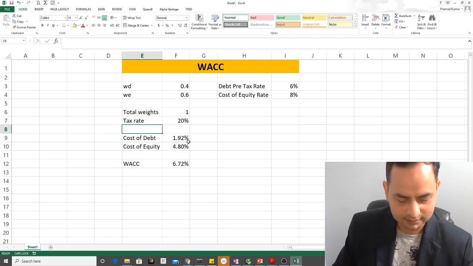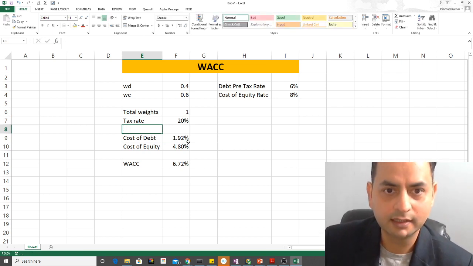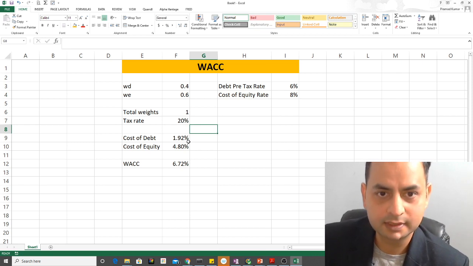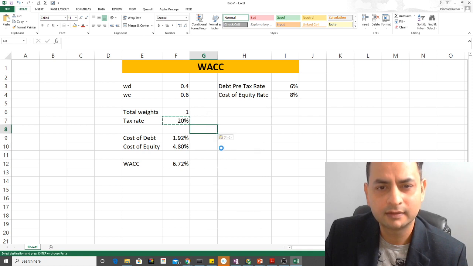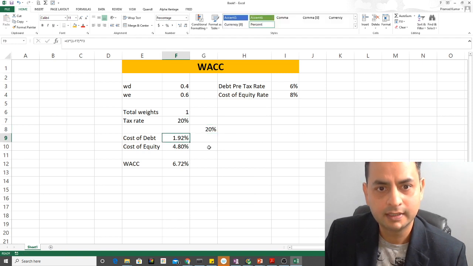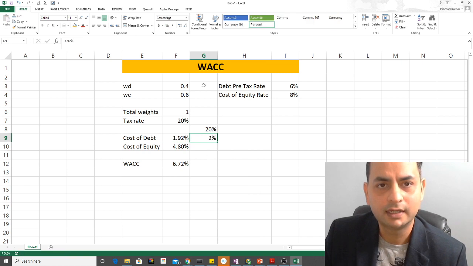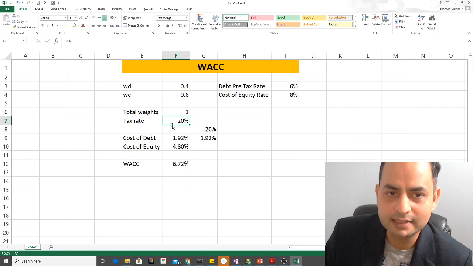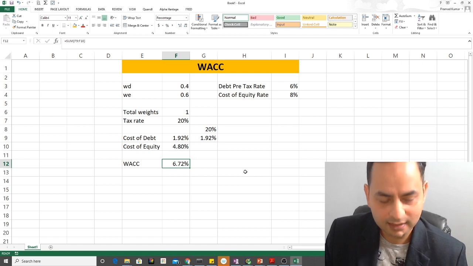So, the assumption, I'll put my tax rate here, and I'll copy this there, and then copy this here as well. I copy this here just because I play with the tax rate, and then I'll show you how it affects. I'll copy the weighted average cost as well.